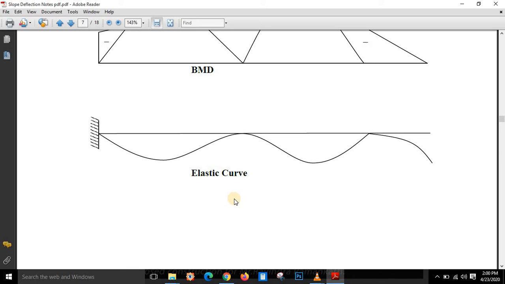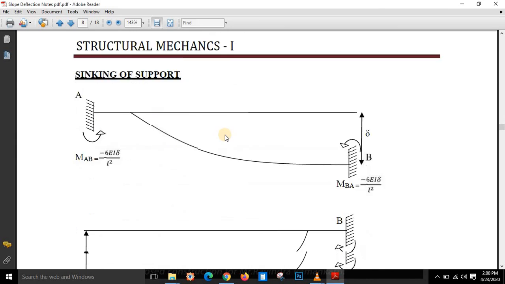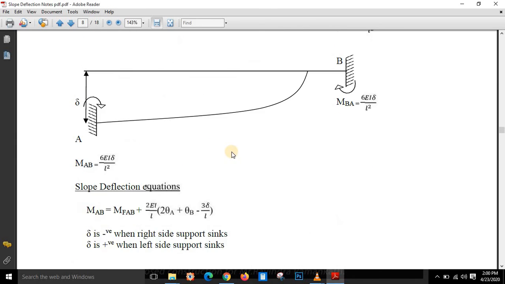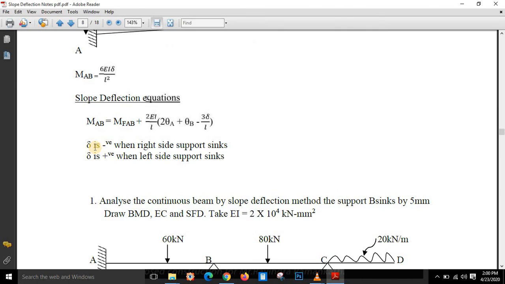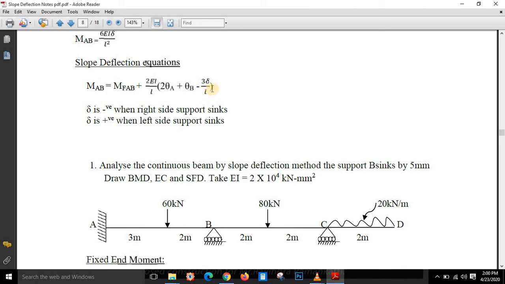So further in this video, we are going to study about the sinking support problems. So when the support sinks, there is only one condition which we have to apply. There is only one change which is going to occur in the formula: minus 3 delta divided by L. Remember, delta is negative when the right support sinks and delta is positive when left support sinks. Means this whole term 3 delta divided by L is negative when right support sinks, and if left support sinks, this term will be positive. So it is plus 3 delta divided by L.